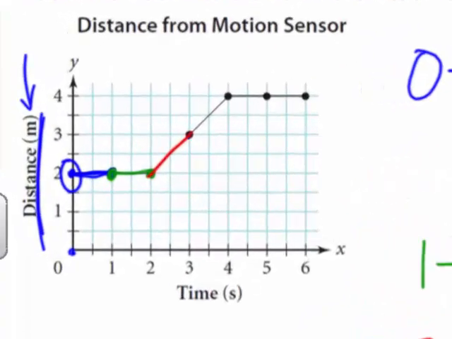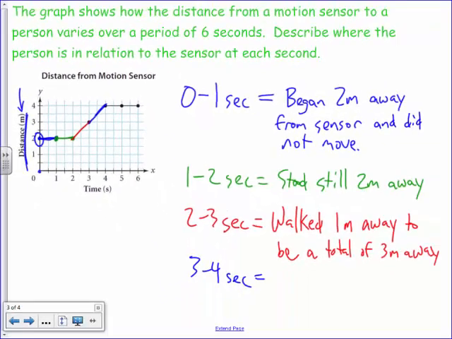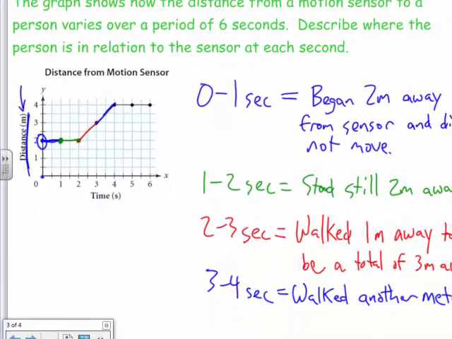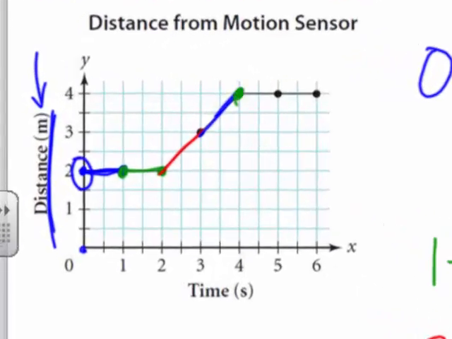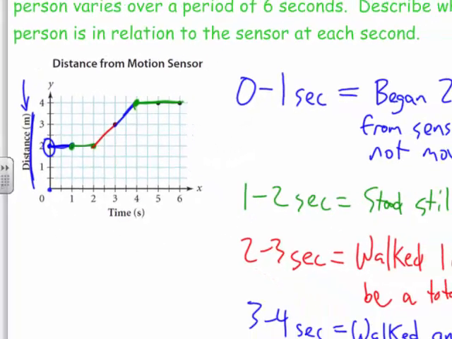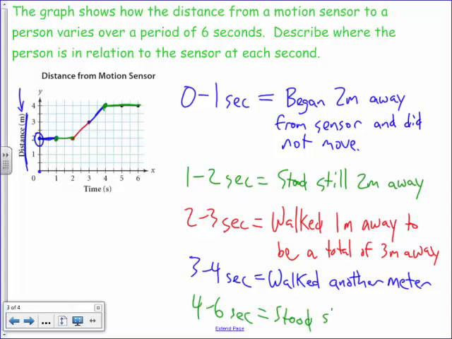And the same thing occurs from 3 seconds to 4 seconds, right? So 3 to 4 seconds, walked another meter. And lastly, you could combine these two. I'm okay with that. So from 4 to 6 seconds, what happens? Do we walk closer to the sensor? Do we walk further away? Or do we stand still? Well, it's flattened out, so you didn't move at all. So we stood still, 4 meters away.